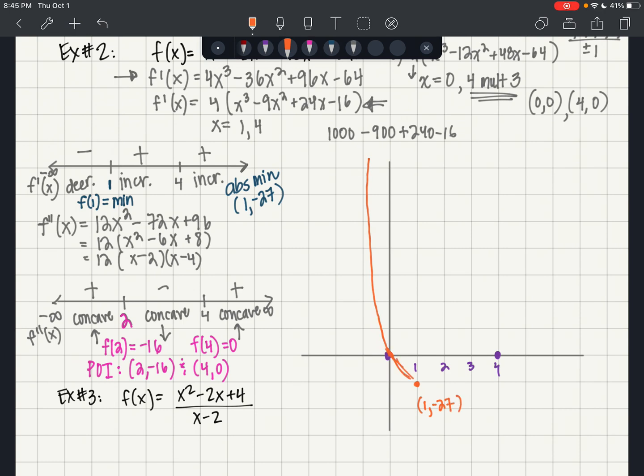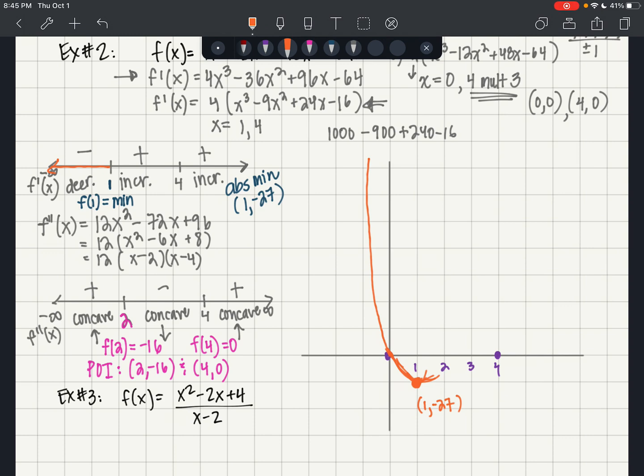Okay? So it's going to hit that min, and then what's going to happen? We've got decreasing from negative infinity to 1, and then from 1 to 4 it's going to increase. So this absolute min is a turning point, so it's going to increase. And how far is it going to increase? Well, it's not going to go through the x-axis because I only have two x-intercepts, 0, 0, and 4, 0. So it's going to turn like this, but I don't know what's going to happen there.